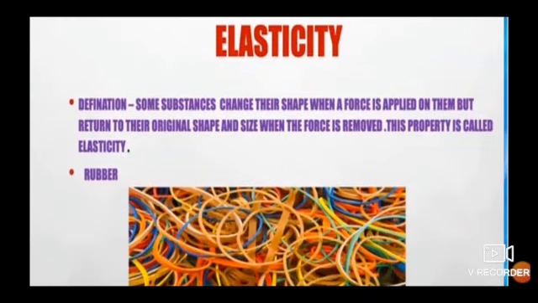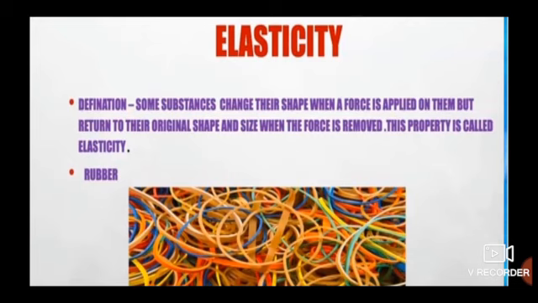Elasticity. Now, students, you can see, if we stretch a rubber band and let it go, or apply pressure on a piece of sponge and release it, what do you see? The rubber band and the sponge go back to their original shape.